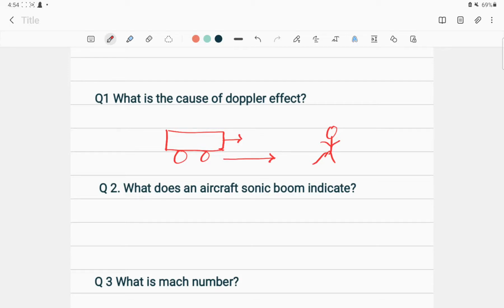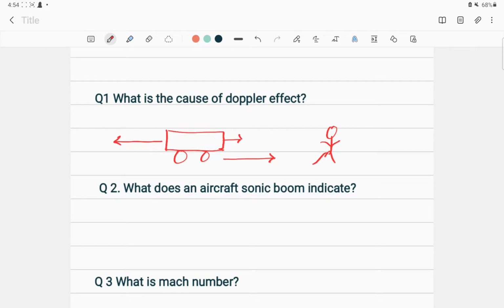On the other hand, if this car is going away from you, receding from you, the frequency will be heard decreasing. The frequency is decreased when the source of sound is going away from observer, and the frequency will be increased coming towards the observer. So this variation in perceived frequency is said to be Doppler effect.